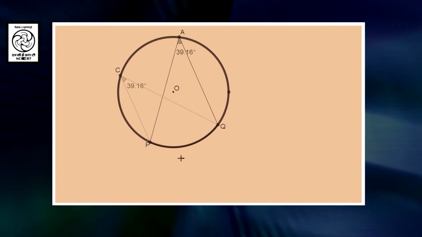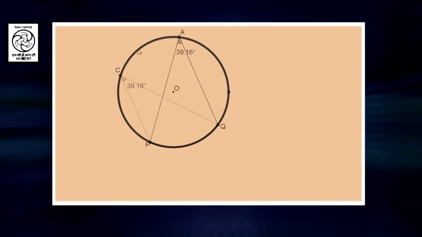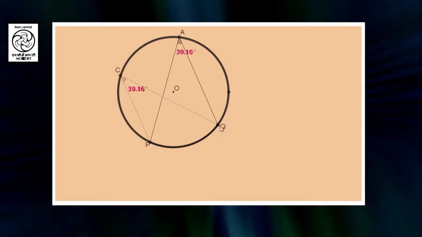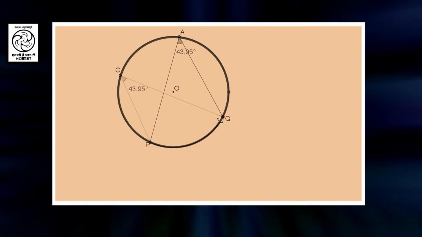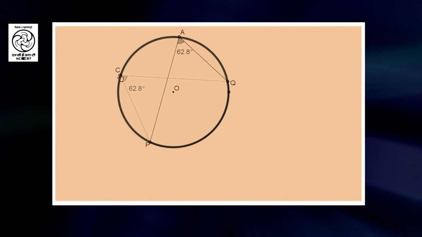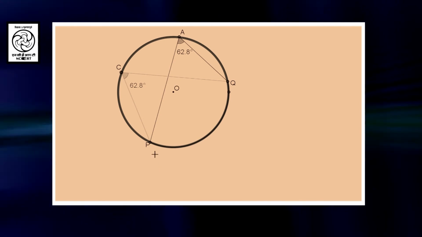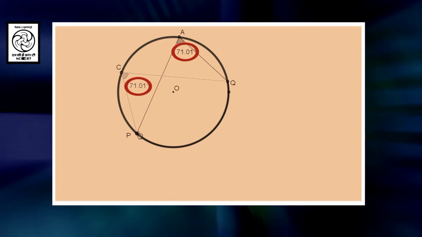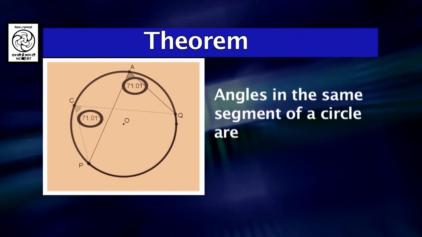Let us see what is the relation between these two. PQ is the minor arc and C and A are on the major arc side, and you can see that both the angles are equal. Let us change. Even if I change the position of Q, you can see that the angles always remain same. Let us change the position of C. This angle remains same. Even if we move P, there is no change in the relationship. So, we can conclude that angles in the same segment are equal.